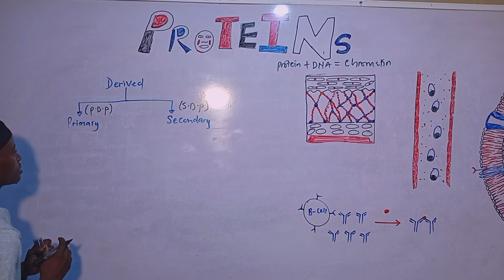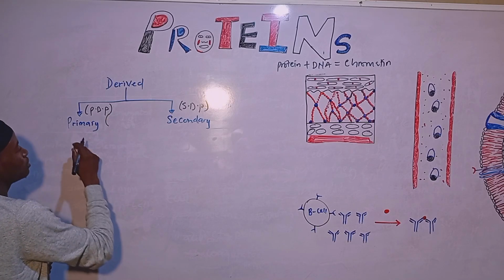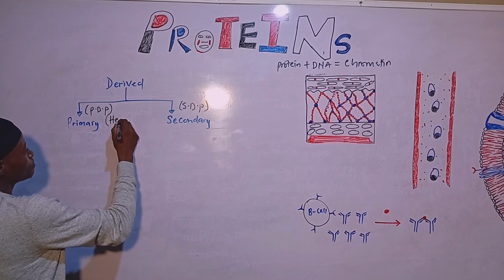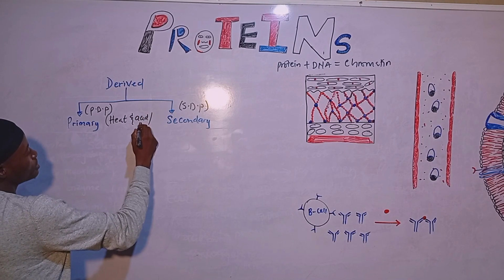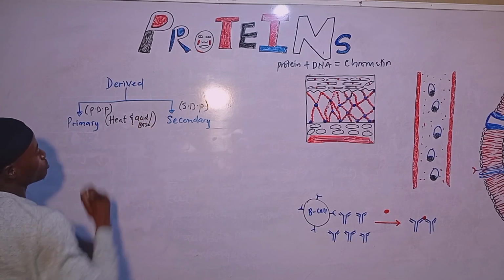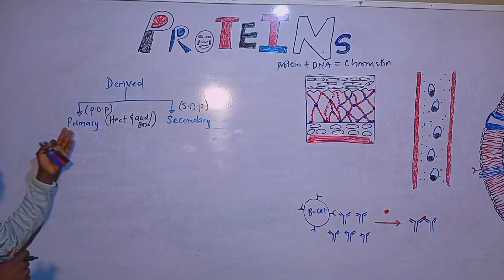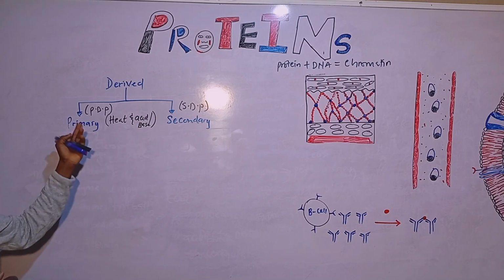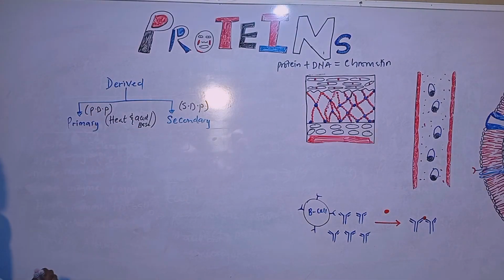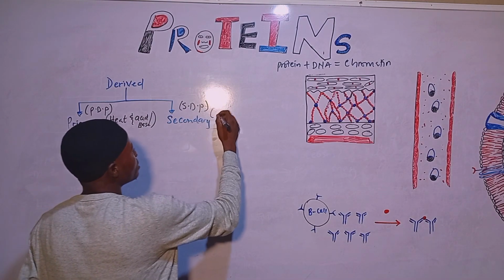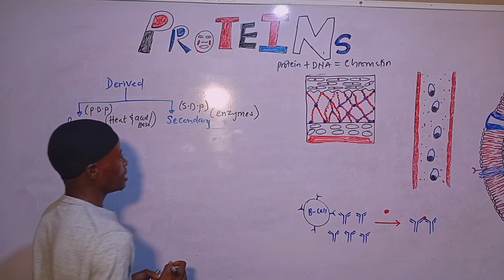What I just want you to understand is that the primary one is obtained whenever protein is treated with heat and acid or base solution. That is when we obtain the derived protein. That is, protein in presence of acid or base will give us primary derived protein, which is PDP. Then protein in presence of heat will give us PDP. Now in the case of secondary, we basically have enzyme. It is obtained whenever protein is treated with enzymes.